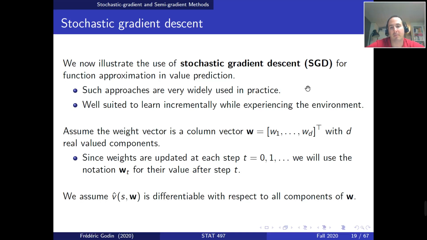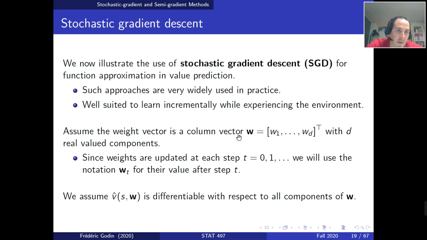We will describe how to apply this procedure in our prediction setup with approximation. Here we will consider the column vector w, which is the weights or the parameters of the value function. We're going to assume it's d-dimensional, where d is typically much smaller than the number of states, so as to achieve dimension reduction in our problem. It's easier to optimize d parameters, where d is quite small, in comparison to optimizing v of s for all the states s.